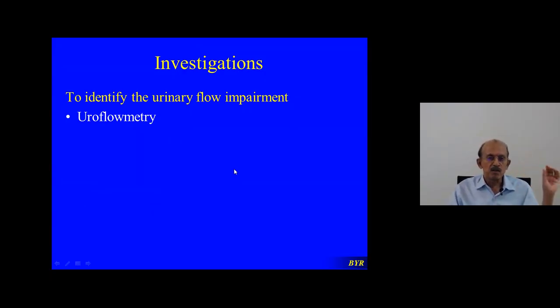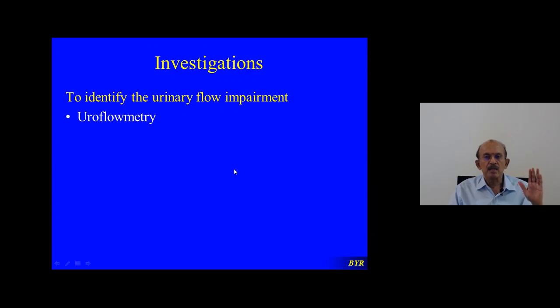You ask the patient to void urine. While the patient is voiding urine, there will be a machine to calculate the speed of urination. That is called uroflowmetry. Normally it will be more than 15 ml of urination per second. 15 ml in a second. You can estimate the patient's urination ability by how much speed he is passing.